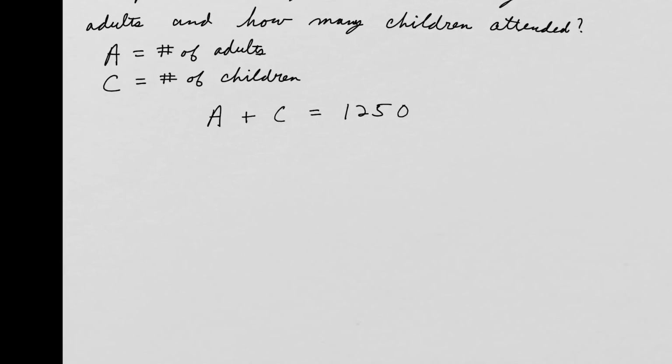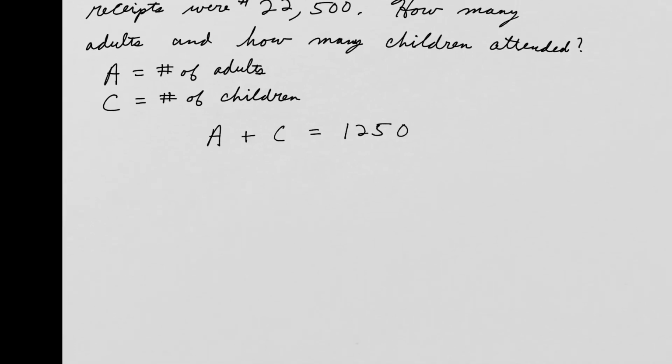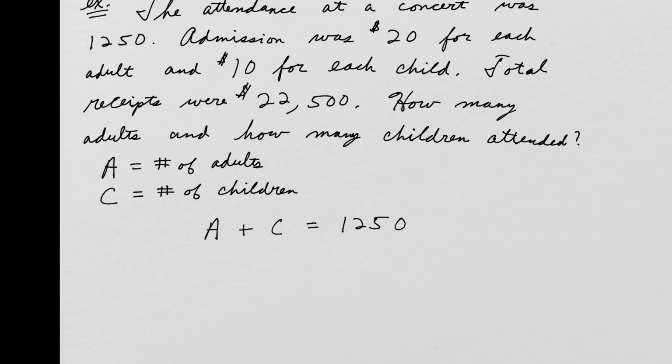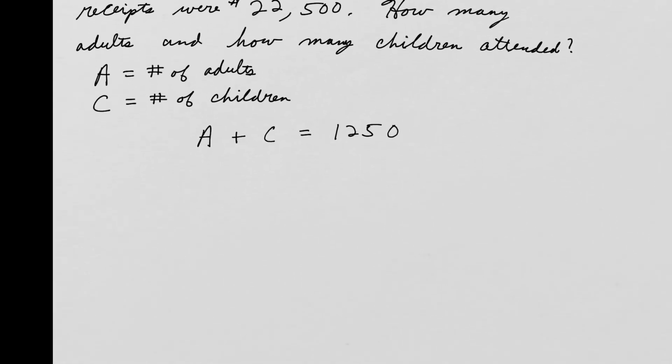So the first equation just involves the total number of attendees. The number of adults plus the number of children has to equal 1,250. Now the second equation is going to involve the total amount of money that was collected. Admission was $20 for each adult and $10 for each child, and the total collected was $22,500. Let's think about this. If each adult paid $20, then the total amount collected from the adults must be 20 times the number of adults.